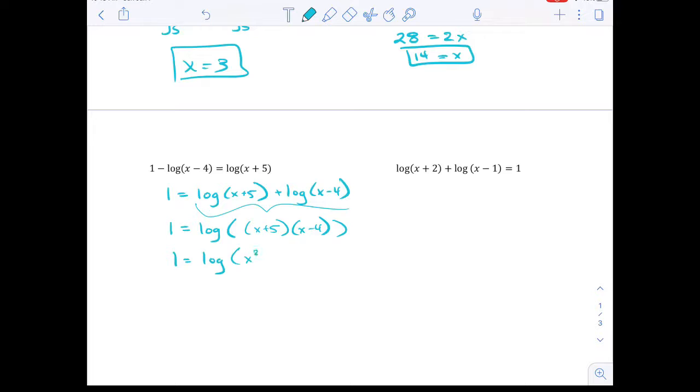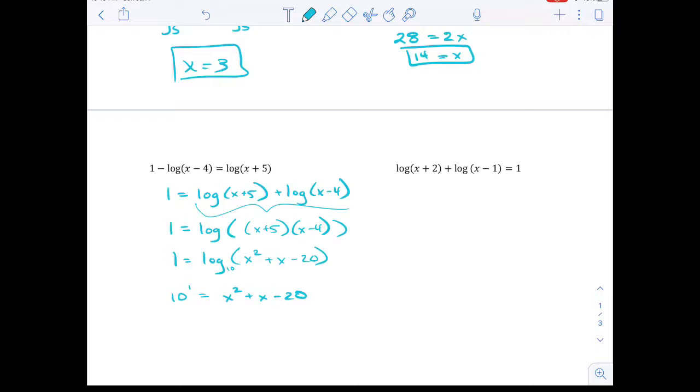When I distribute that through, we're going to get x squared plus x minus 20. So now we look at this and say, okay, I see a log on one side of the equation, not on both sides. So I'm going to have to put this into exponential form. So remember, this log, there's nothing there, so it's assumed that it's 10. So it's really 10 to the power of 1, right? 10 to the power of 1 is equal to the argument, in this case, x squared plus x minus 20.